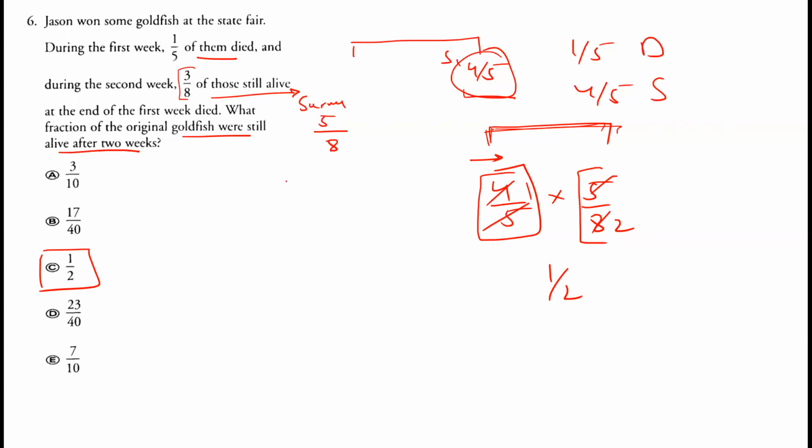Now we can also do it like this as well. So let's suppose we bought 100 fish. Now 4/5 survived at the end of the first week. So 4/5 of 100 is 80. And during the second week, 5 divided by 8 survives. So 5 divided by 8 of 80: 8 tens are 80, 10 into 5 is 50. So out of the 100 that we bought initially, we were left with 50 fish. So it's half of your original number. So again, option C is correct.